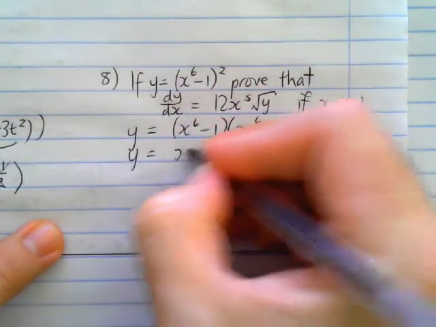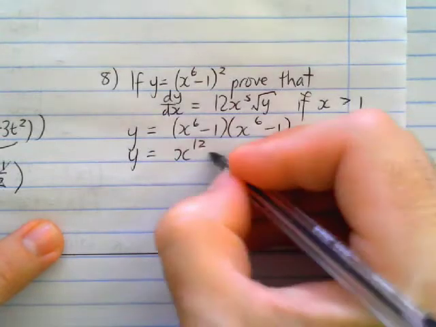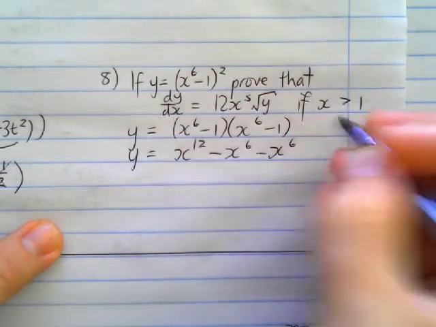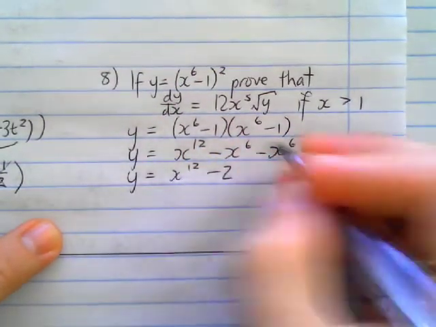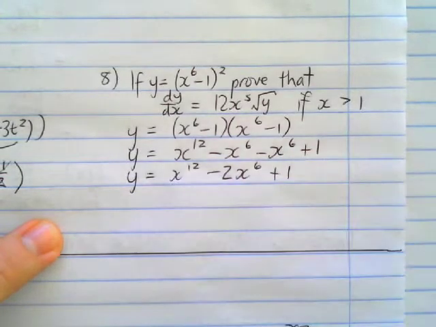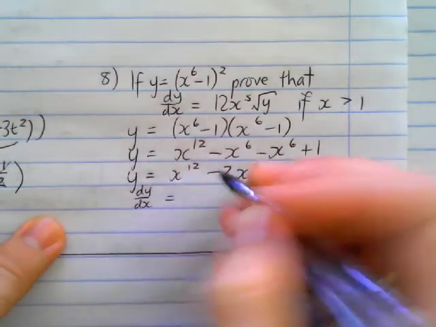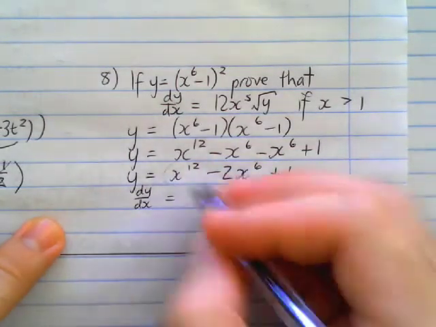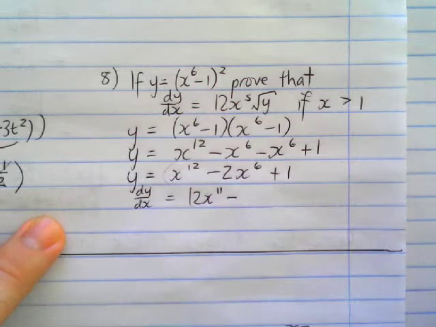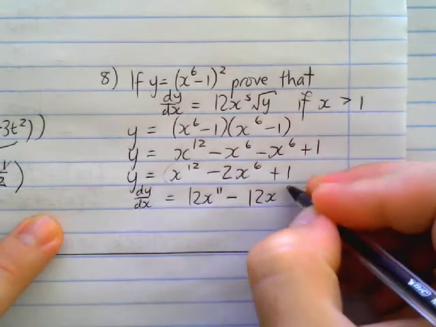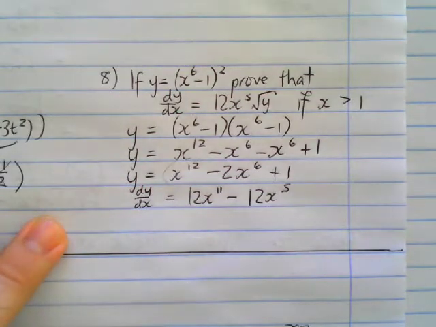Let us multiply this out. We're going to get x to the power of, right, x to the 6 times x to the 6 is x to the 12, minus x to the 6, minus x to the 6, and plus 1, right? We're now going to have x to the 12 minus 2x to the 6 plus 1. Okay, at this stage we would find our first derivative, so dy over dx is equal to, first derivative of x to the 12 will be 12x to the 11, minus first derivative of negative 2x to the 6 is negative 12x to the 5. And plus 1 is going to fall away because the derivative of a constant is 0.